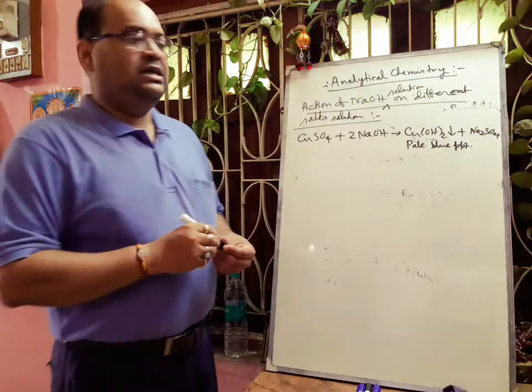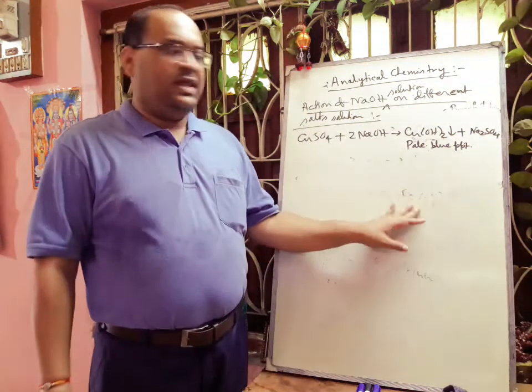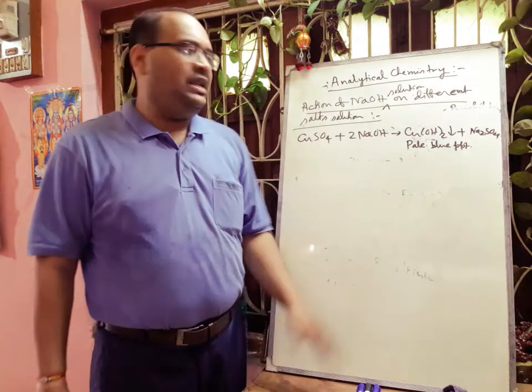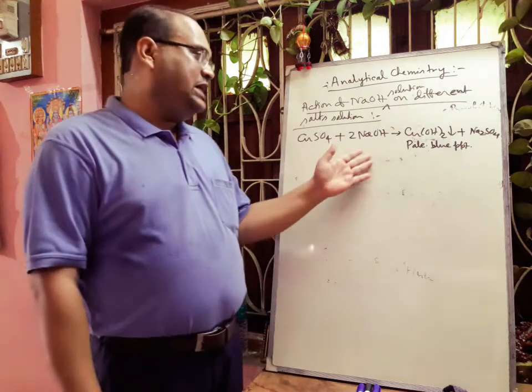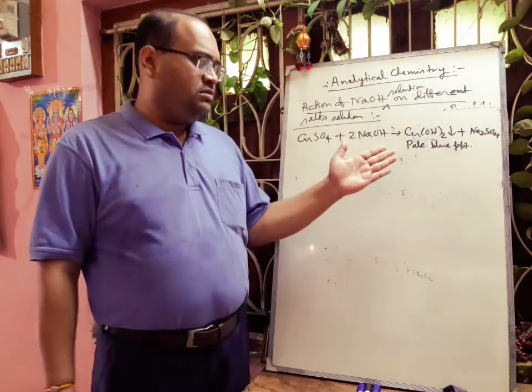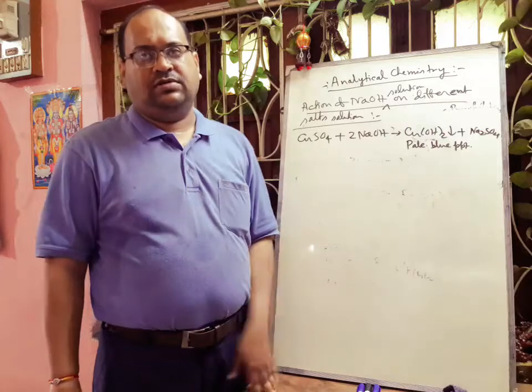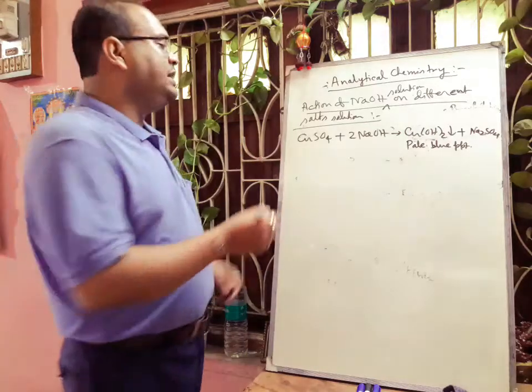So here the color of the precipitation will be light blue. Okay. But if you add excess sodium hydroxide, then there will be no change. That means it remains insoluble. Understand? Next we are taking zinc sulfate.